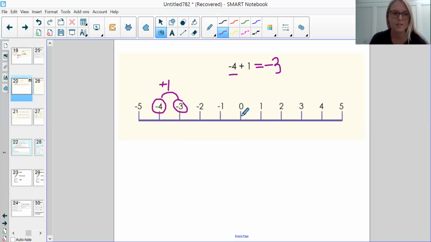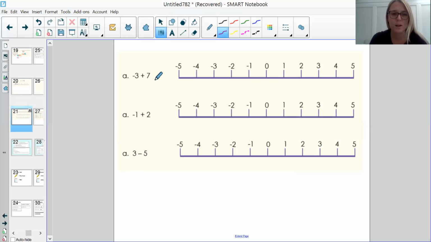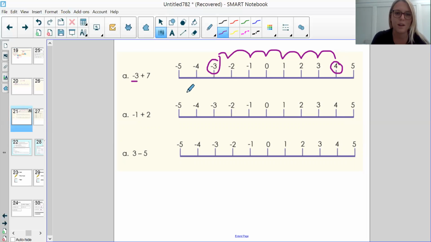Okay, so let's go through a couple together. So -3 plus 7, again, identify where -3 is on the number line, circle it. We are adding on 7, so we are jumping up the number line 7 times. So 1, 2, 3, 4, 5, 6, 7. Okay, so we've added 7, so our answer would be 4.